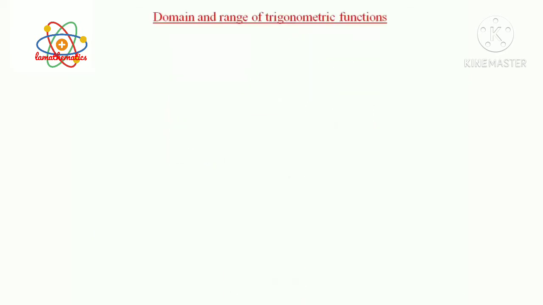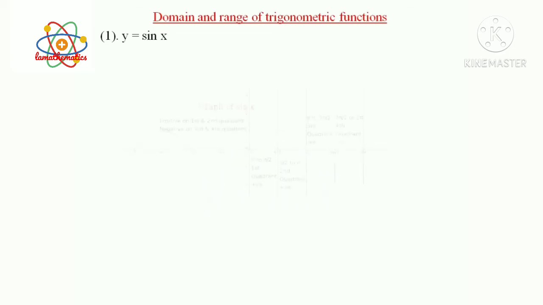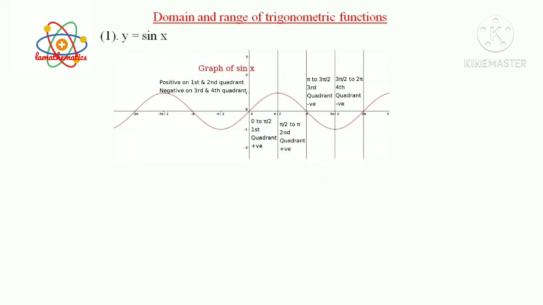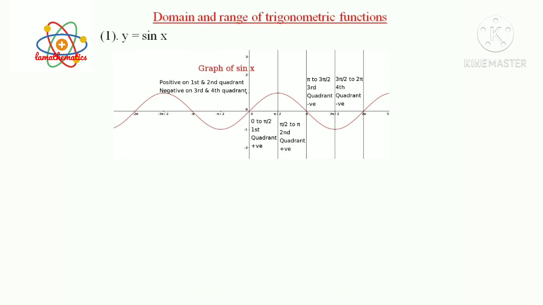Domain and range of trigonometric functions. First, y equal to sin x. Consider the graph of the sine function, that is y equal to sin x. We plot the graph of sin x taking angles on the x-axis and the corresponding values on the y-axis. For this, we studied the values of sin 0, sin pi by 6, sin pi by 4, sin pi by 3, sin pi by 2, sin pi, and so on.